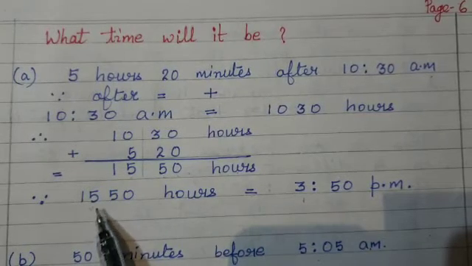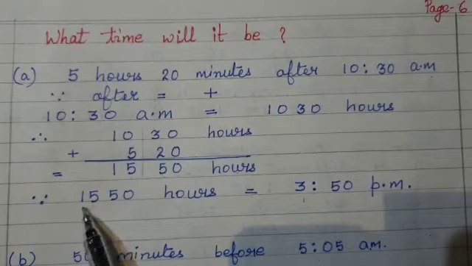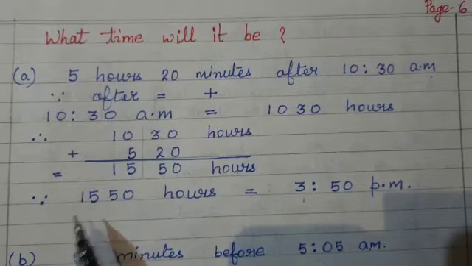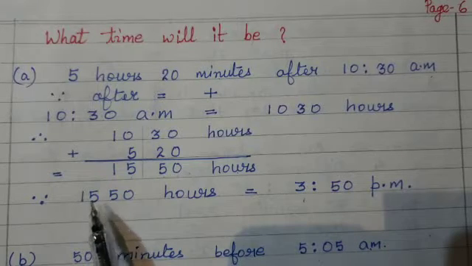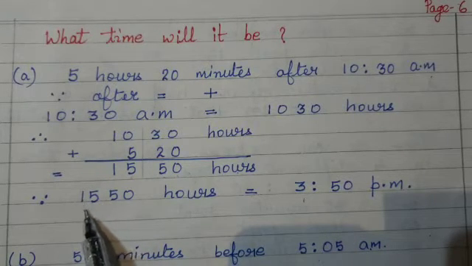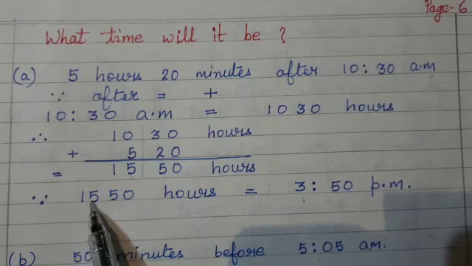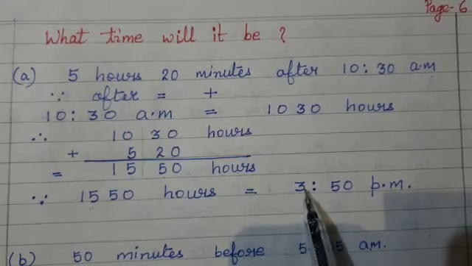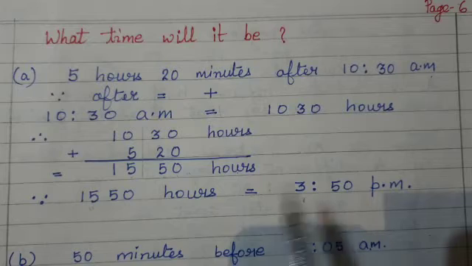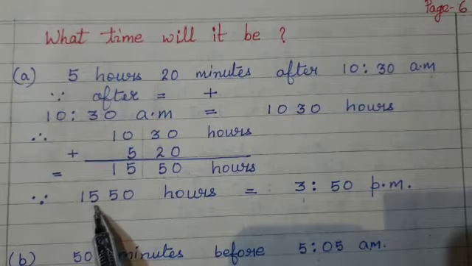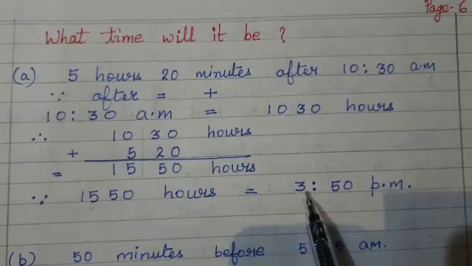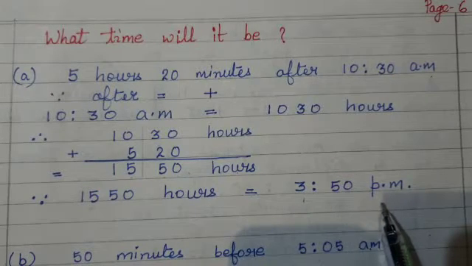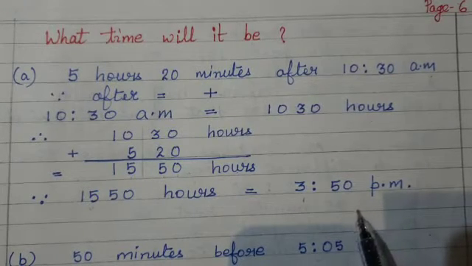As it is more than 12, the first two digits indicate the hour segment, and it is 15, it is more than 12. That means we have to subtract 12 hours from this 15. So it is now 3:50, and as it is more than 12, it belongs to the second segment of time. Therefore, the time will be 3:50 p.m. In this way, you have to calculate the time.